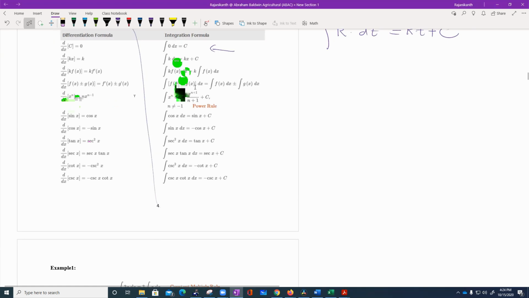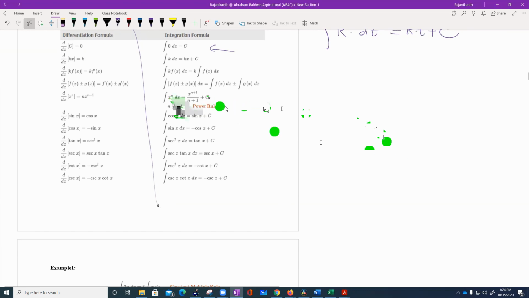After studying integration, you should not be confused. The derivative of x to the n is n times x to the n minus 1, whereas the integration of x to the n is: you have to add and divide. Here you subtract and multiply, but here you add 1 and divide by n plus 1. Remember, to apply this formula, your n should not be equal to -1. Your n cannot be -1 here.